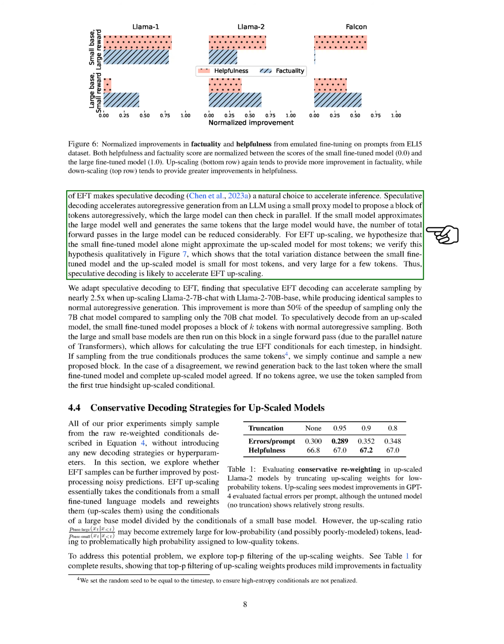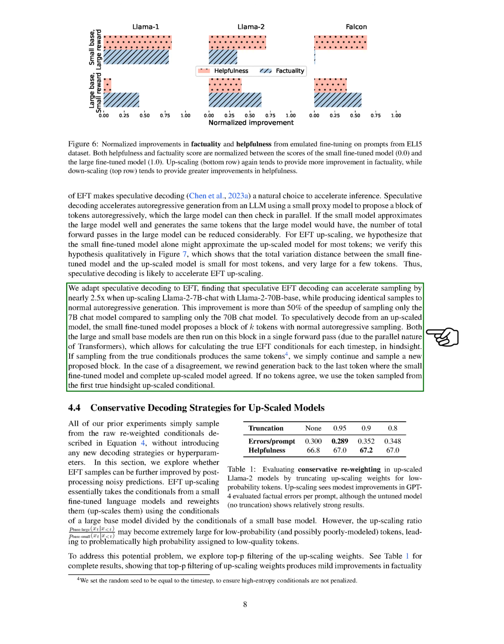However, speculative decoding can speed up this process. This method uses a small proxy model to propose a block of tokens, which the large model can then check in parallel. If the small model approximates the large model well, the number of total forward passes in the large model can be significantly reduced. We found that speculative EFT decoding can speed up sampling by nearly 2.5 times, while producing identical samples to normal autoregressive generation.